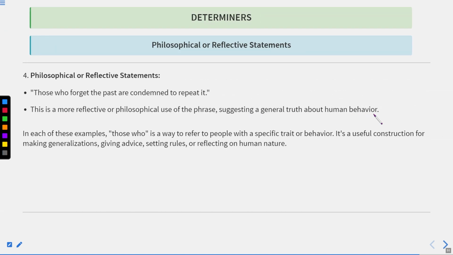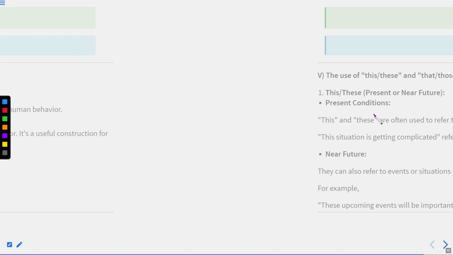Philosophical or reflective statements: those who forget the past are condemned to repeat it. This is a more reflective or philosophical use of this phrase, suggesting a general truth about human behavior. In each of these examples, those who is a way to refer to people with a specific trait or behavior. It is a usual construction for making generalizations, giving advice, setting rules, or reflecting on human nature.